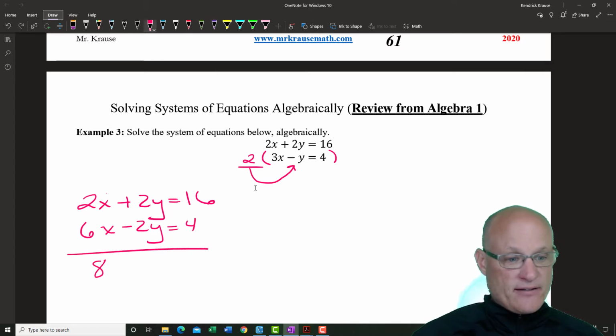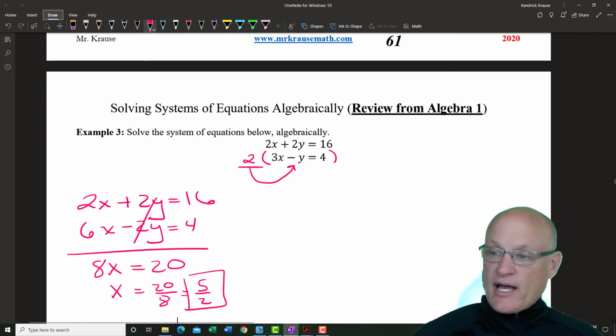And then here I get 8x equals 20. That's weird. So x equals 20 over 8, which is really just 5 over 2, 5 halves. So x equals 5 halves. That's a weird answer, but sometimes you get fractions in this class.